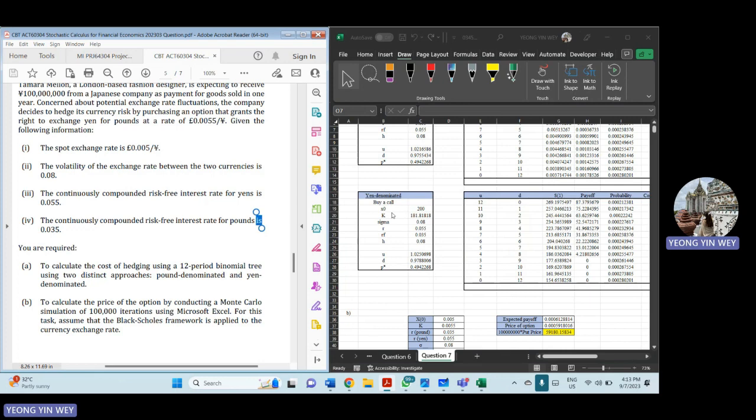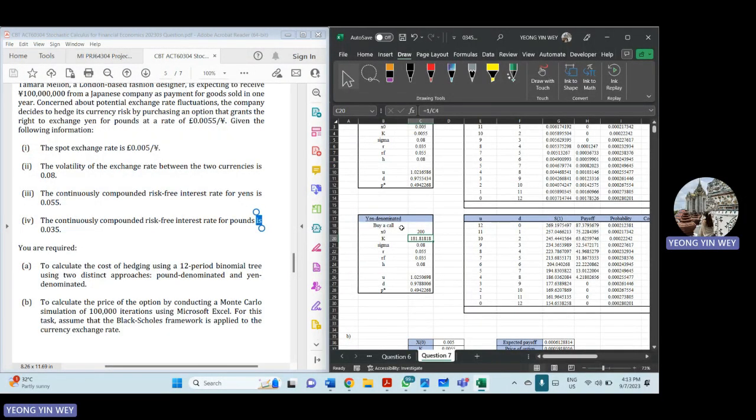Next, we will calculate the yen denominated. Everything will be constant except we will be flipping the exchange rate and the strike price using 1 over the rate. For the yen denominated, this one will be 1/0.005, and this one will be 1/0.0055. Because this one is yen denominated, we will buy a call instead, because the local currency is 100 million yen and the underlying asset is pound. That's why we need to buy a call instead.